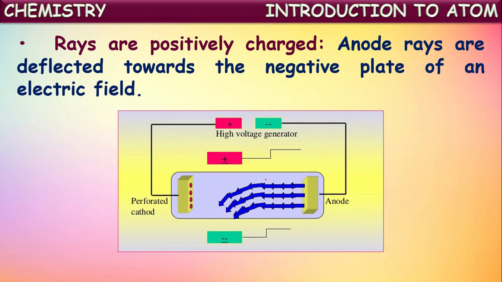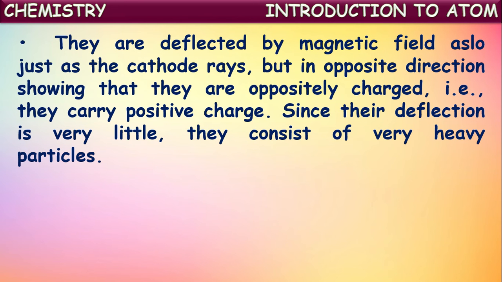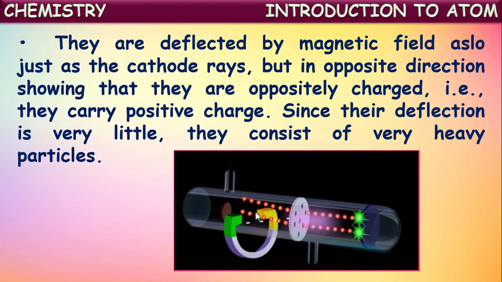And they are deflected by the magnetic field also. Just like the cathode rays, these anode rays are also deflected by the magnetic field, but in the opposite direction to the cathode ray deflection. This shows that they are positively charged, that is, these anode rays carry positive charge.